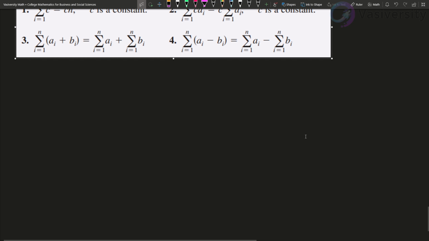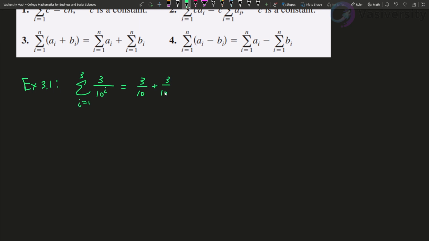So, example 3.1. Let's say we have a series with i equal to 1 all the way up to 3, right? And that's going to be equal to the following: 3 over 10 to the power of i. Then we're going to have 3 over 10 plus 3 over 10 squared plus 3 over 10 cubed, right? And that's going to be equal to 0.3 plus 0.03 plus 0.003, which is equal to 0.333.